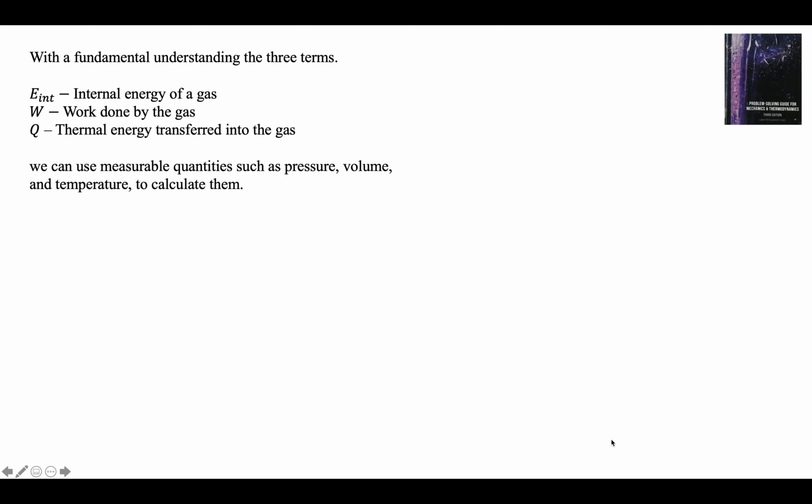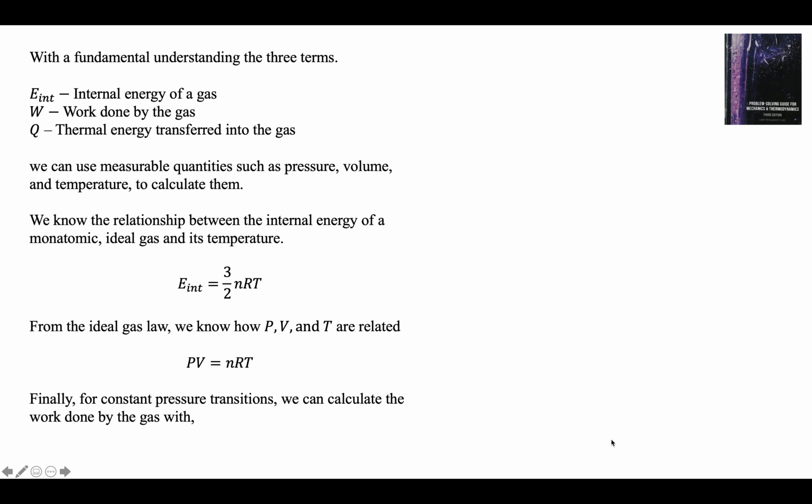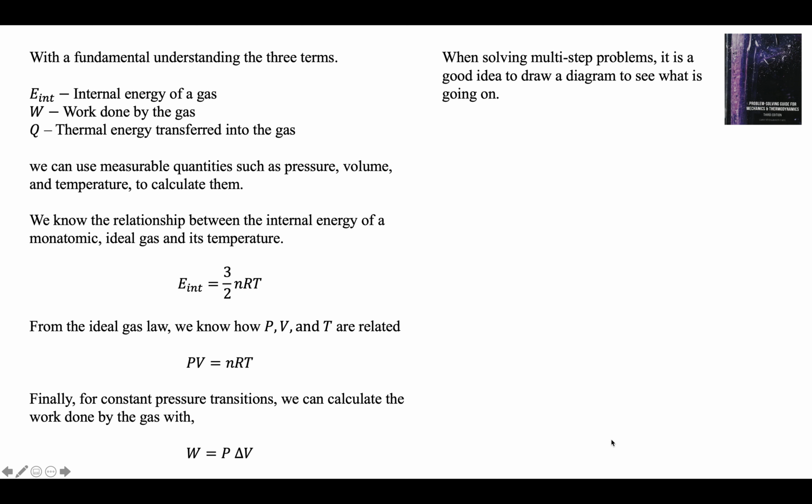So the previous lecture talked about internal energy, work, thermal energy transferred. We can use measurable quantities such as pressure, volume, and temperature to calculate them. We know the relationship between the internal energy of a monatomic ideal gas and temperature. It's 3/2 nRT. We know the relationship between PV and T, as well as the number of moles of the gas. And if it's a constant pressure transition, we can calculate the work done with P delta V. So now we need to develop the skill in handling all of these equations.